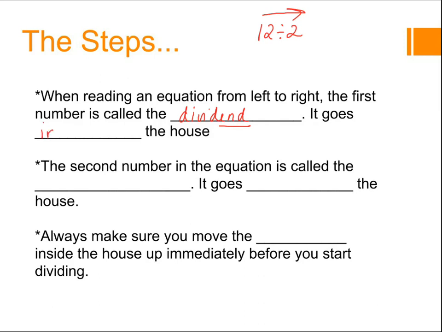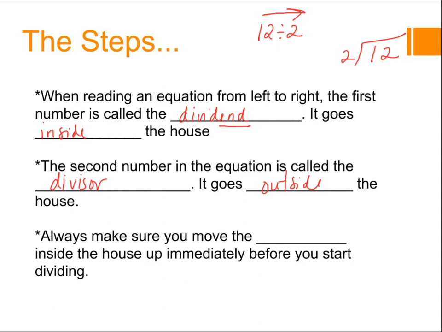I'm going to use "house" as the term for inside the house. So when you're setting up your division problem, the dividend is the number that is inside of the division bracket. The second number in the equation is called the divisor. This is the number of groups that we are making, and it is the number that goes outside of that house, outside of that division bracket.